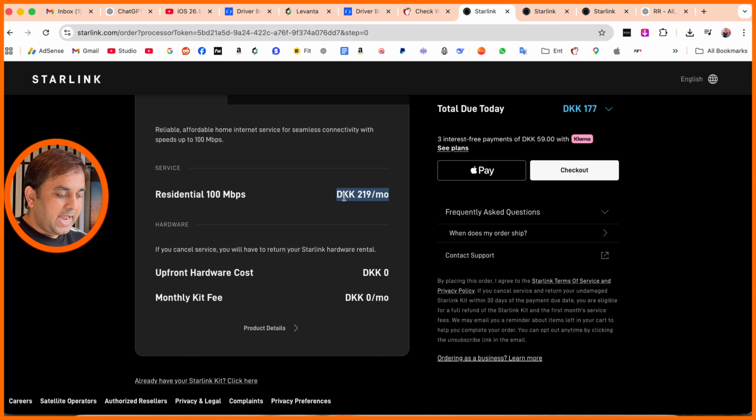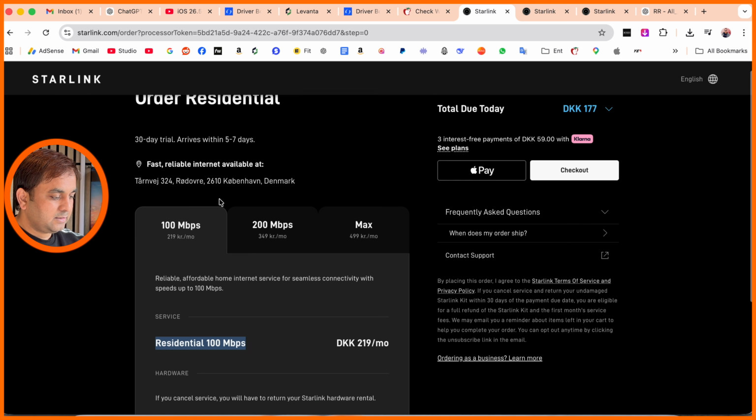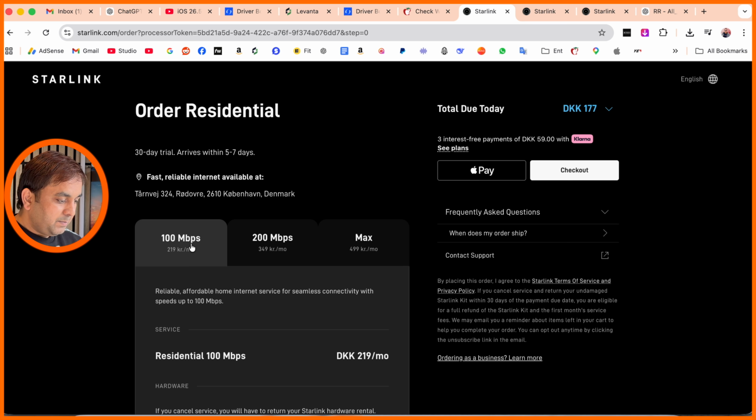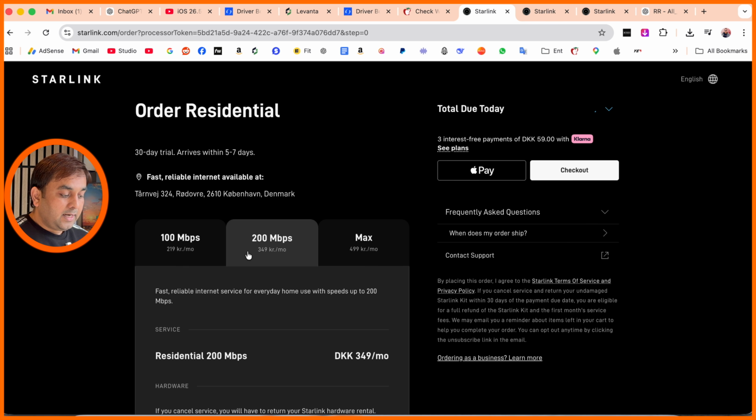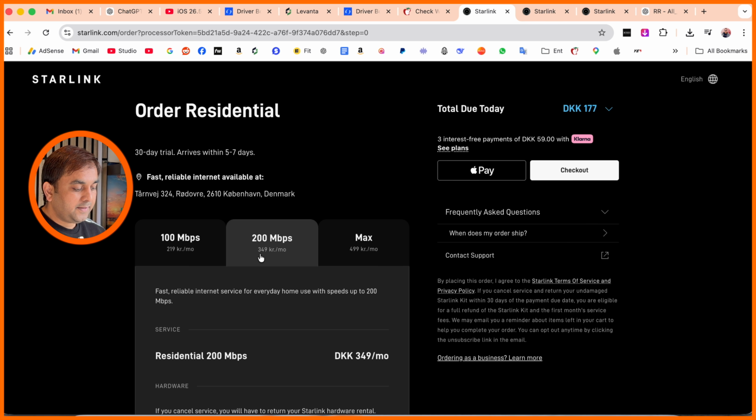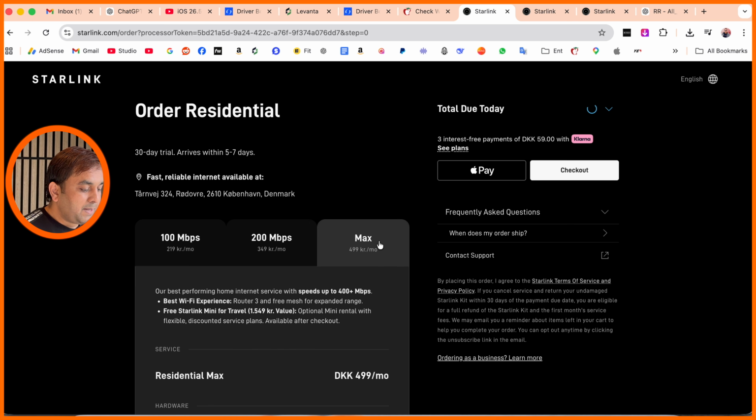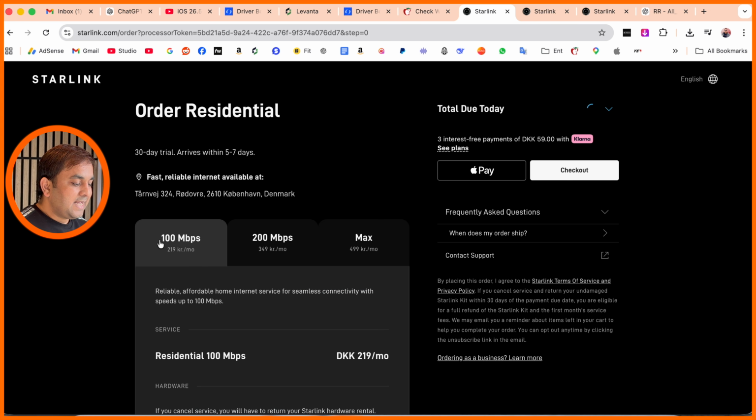219 Danish krona for an entire month of internet connection at 100 MB per second. This is the speed of this internet connection. If I use 200 MB per second speed, I need to pay 349 Danish krona. If I pay for max speed, I need to pay 500 Danish krona, around $50. I can receive a speed of 400 plus MB per second, the best Wi-Fi experience, with Router 3. The kit is also free of cost if you use the max service. So inside the residential plan we are receiving three different prices and packages.